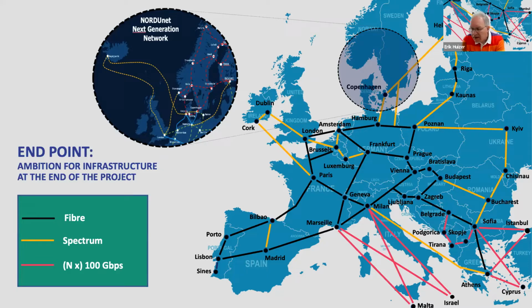The red part is in those areas where it's not economically feasible to get fiber. It's just way too expensive to get fiber all the way to Malta, Cyprus, and Israel. So we work with 100 gigabits per second leased lines in those areas.